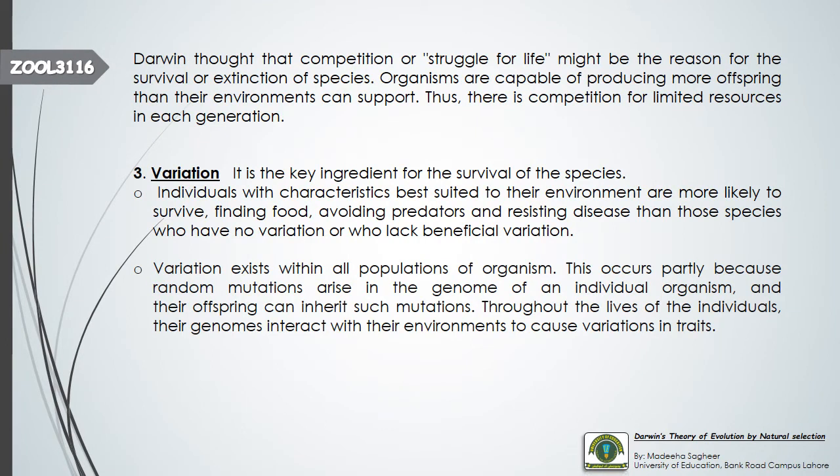Darwin thought the competition and struggle for life might be the reason for the survival or extinction of the species. Organisms are capable of producing more offspring than their environments can support. Individuals are more, resources are less, so there will be a competition. Thus, there is a competition for limited resources in each generation.